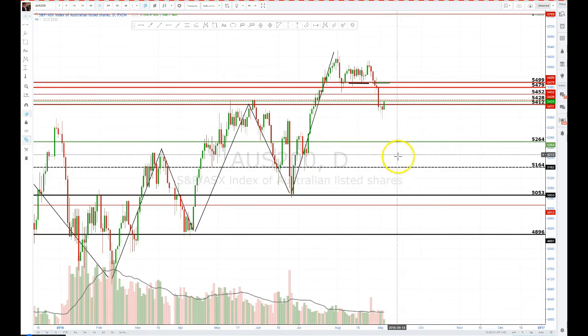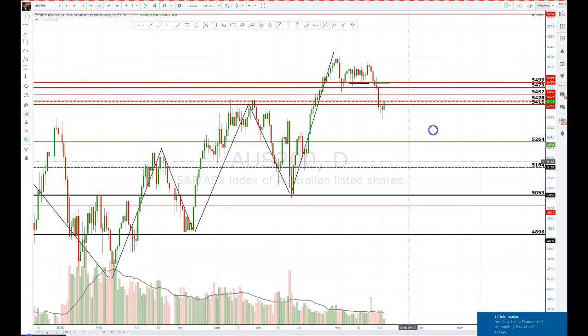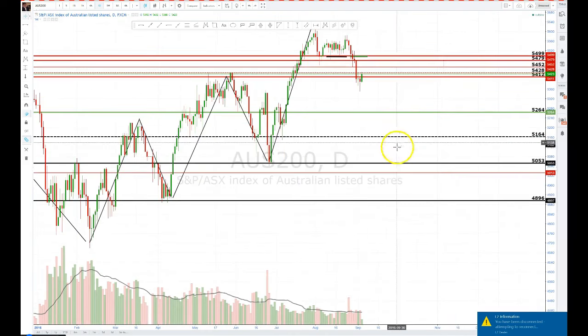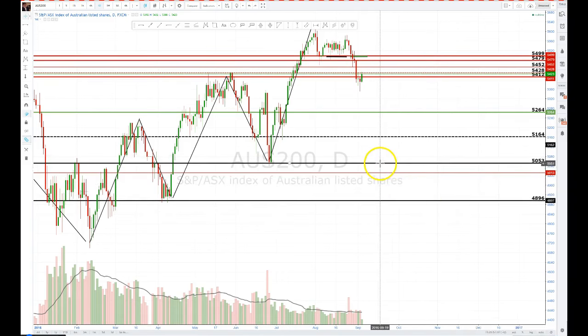If the market does fall below that, we're looking at the next support level being the 5164 level, right? Now, this is probably going to be light support. But what I really want to highlight to you are these two levels, 5053 firstly, and then 4896. If the market breaks below these levels, this one first, and we get a close below on the daily, we might be in trouble. We might see some trouble ahead.